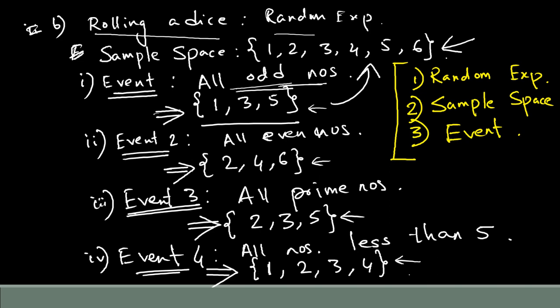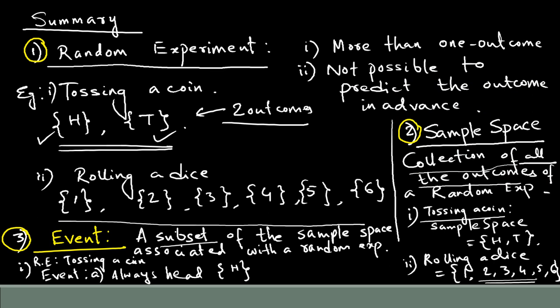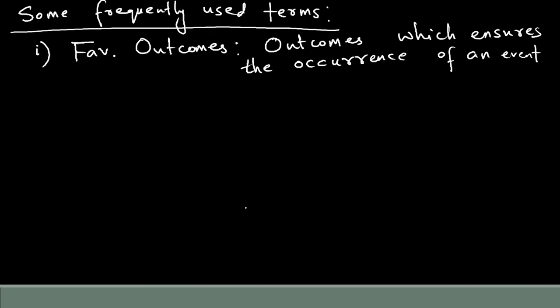So now I hope you understood. Even for what we discussed in events for tossing a coin, always head, the favorable outcome is only this set H. So, having said that, we understood what favorable outcomes are.